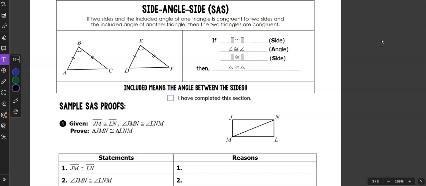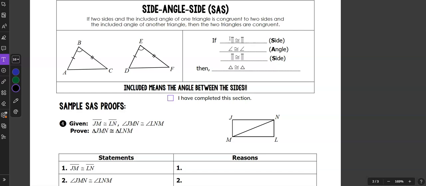All right, now side congruence is the easiest to understand. It's pretty simple. If all three sides are the same, then the two triangles are identical. But again, they do not always give us all three sides. Sometimes they'll give us angles. So we're going to focus on angle side now. This tells us that if two sides and the included angle of one triangle is congruent to two sides and the included angle of another triangle, then the two triangles are congruent.